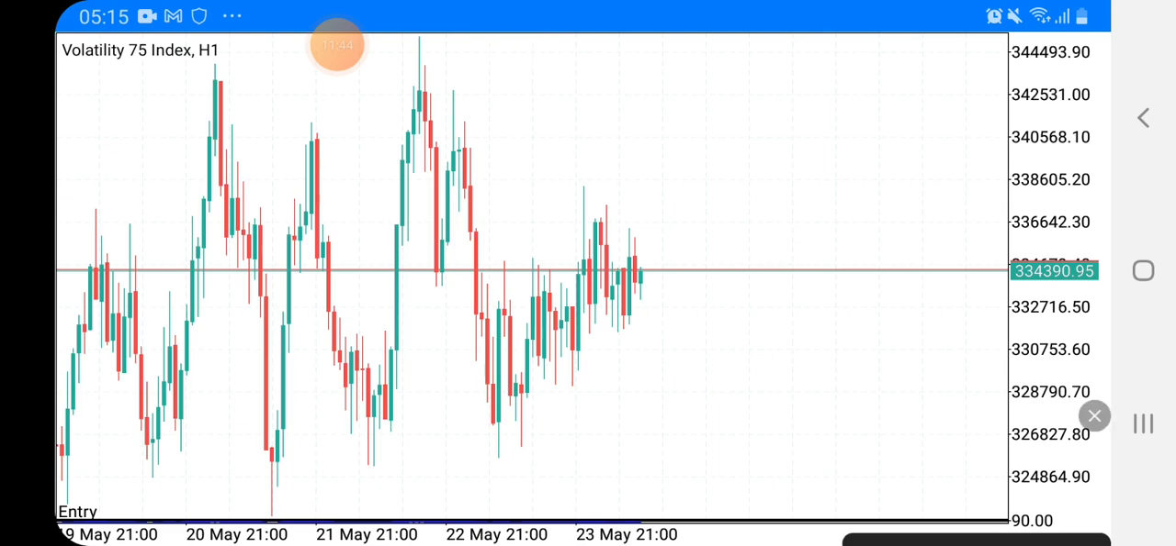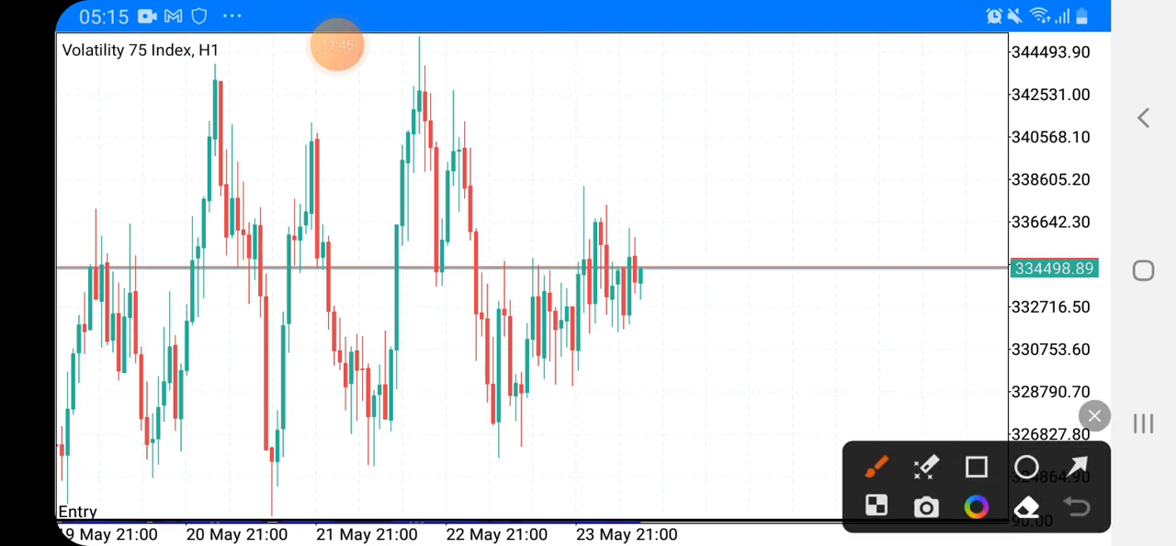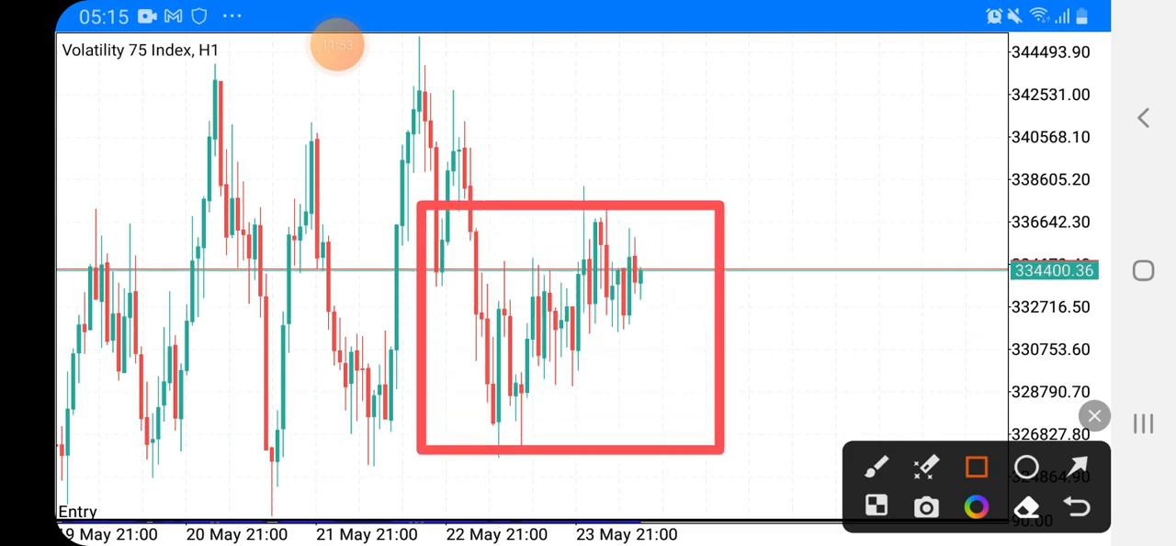Some of the mistakes that most of us make, people will come here and start looking for candlestick patterns at this zone. You can't be looking for candlestick patterns at this zone or this kind of market structure, right? Because there is no movement, there is nothing. So any candlestick pattern you are seeing here is not going to give you results.